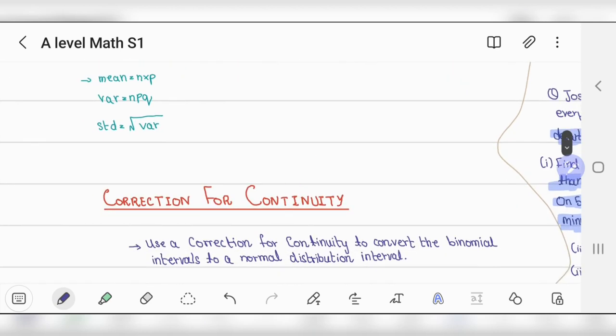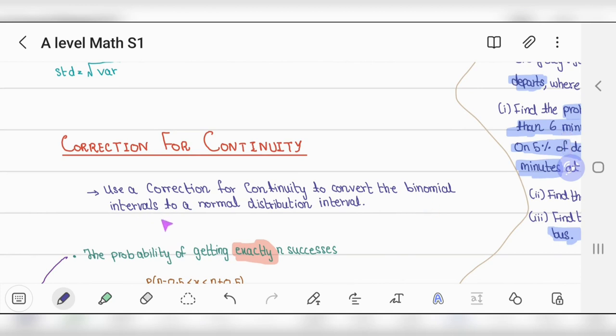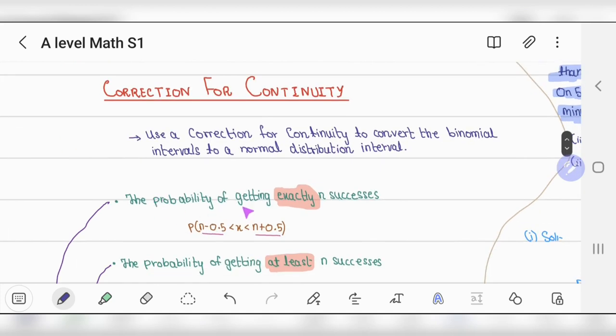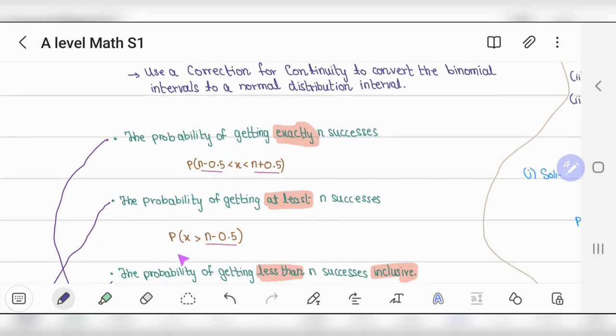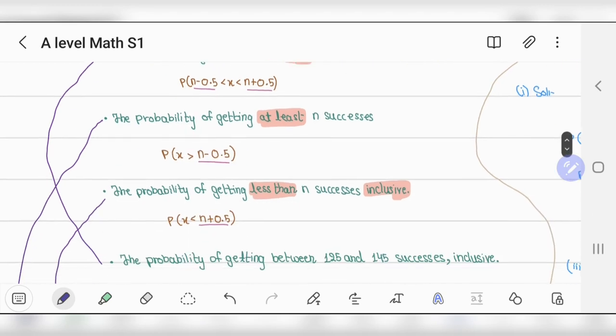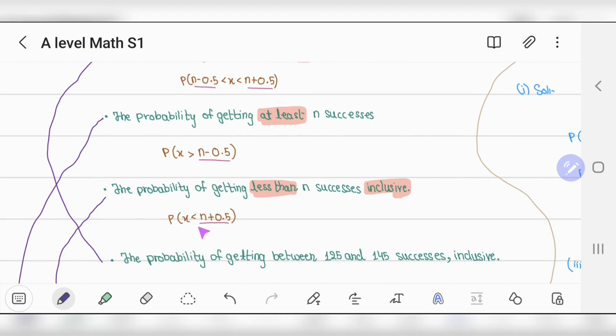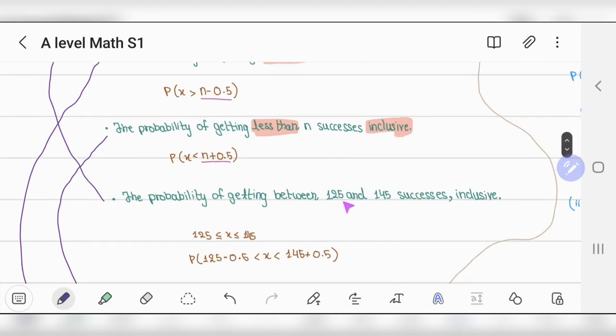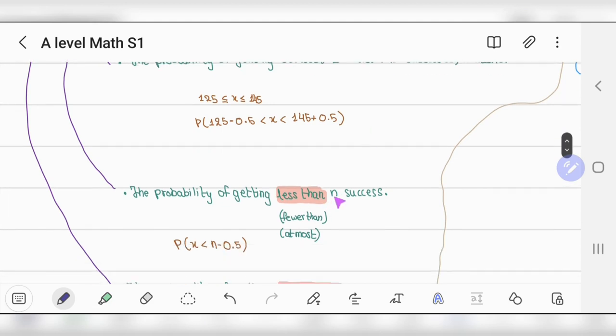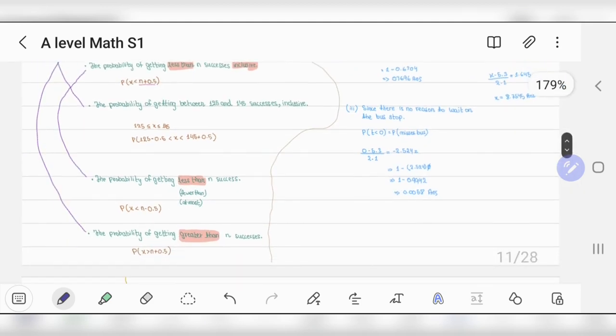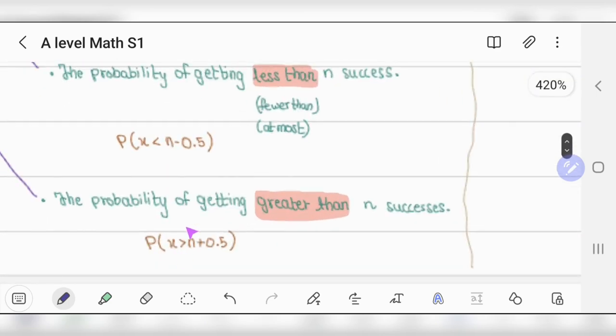Correction for continuity: use a correction for continuity to convert the binomial interval to a normal distribution interval. The probability of getting exactly n successes: minus 0.5 here, plus 0.5 here. The probability of getting at least n successes, X greater than or equal to n: minus 0.5 here. Less than n inclusive: plus 0.5 here. The probability of getting between 125 and 145 successes inclusive, you will do like this: minus 0.5, plus 0.5. The probability of getting fewer than or at most n successes, you will do like this. The probability of getting greater than n successes, you will do like this.